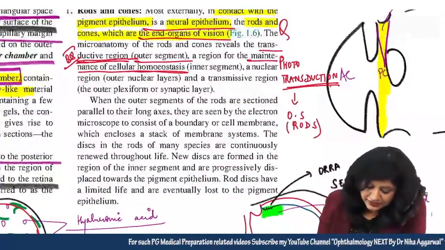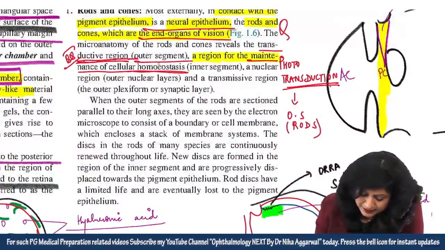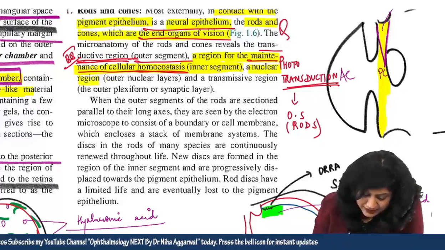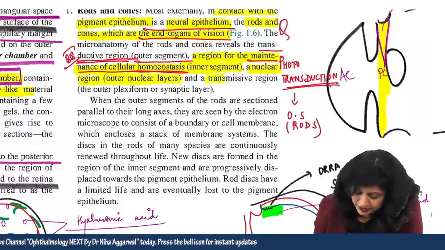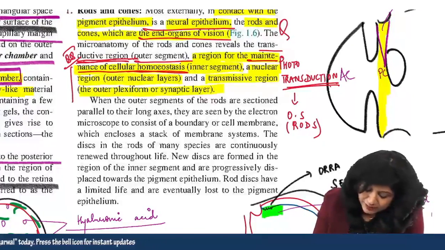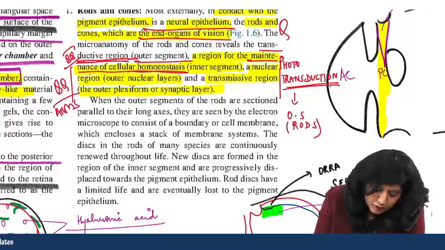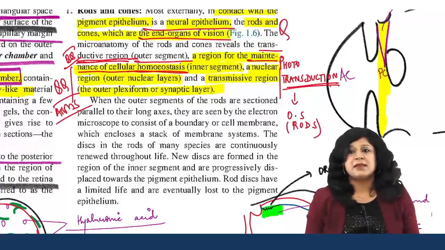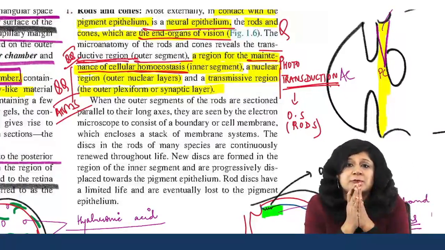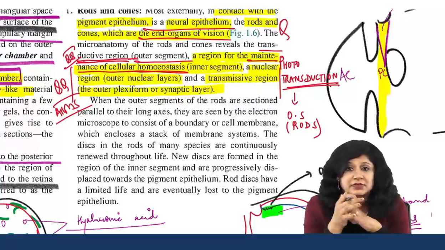So see, they have said that this inner segment is helpful in maintenance of the homeostasis. Then they are saying the nuclear region or outer nuclear layer and a transmissive region outer plexiform layer. Now believe me or not, these have been asked so many times as a question, especially names. I don't know what will happen in INI CET exam, because now most of the Central Institute examinations have been merged, but previously AIIMS people were lifting the questions from the Parsons lines.